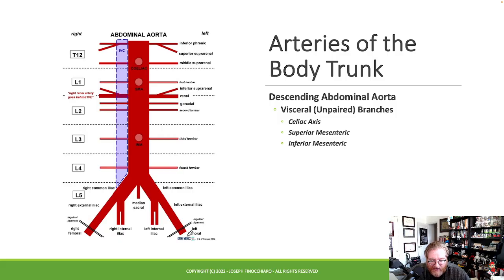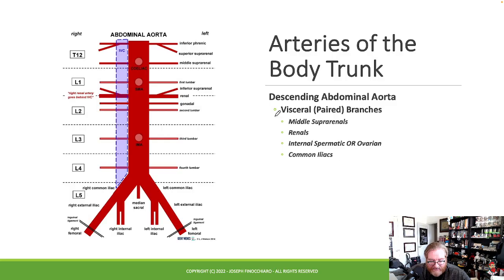We also have unpaired branches. So these only come off in one direction. They do not have someone on the other side to match them. That is the celiac, the superior and inferior mesenteric arteries. So the good news is you only have to memorize celiac axis and mesenteric. And remember with mesenteric, there's an upper and a lower.